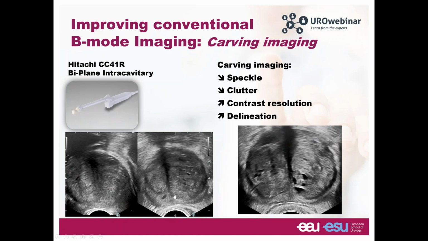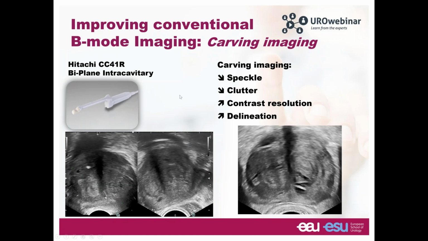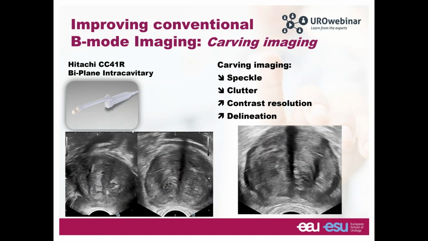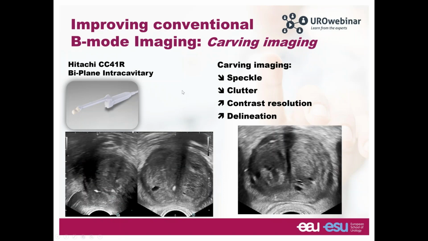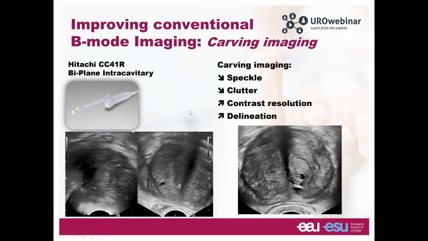And you see how much we can take advantage of the localization of each abnormality using the simultaneous biplane imaging. This is good for biopsy, and here you have the line for the biopsy.